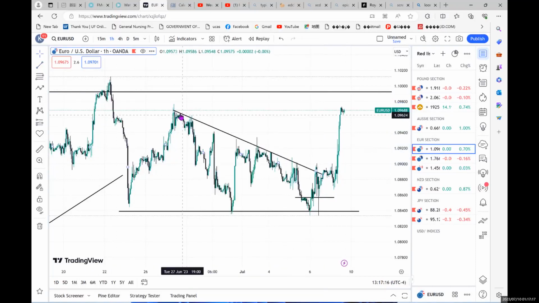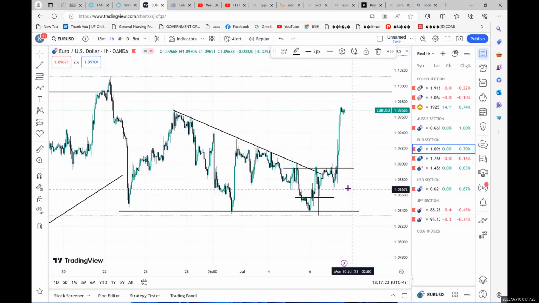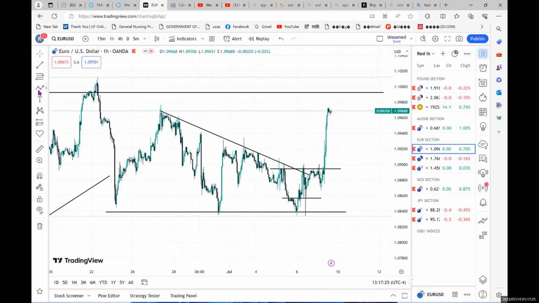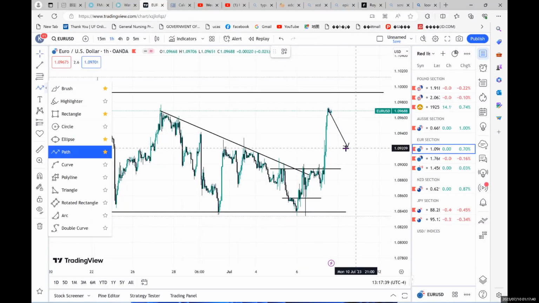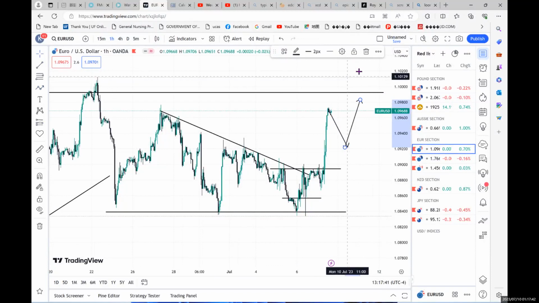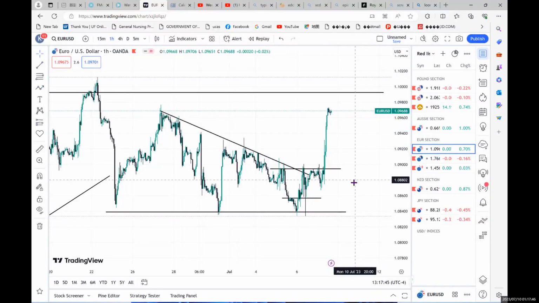So price broke out of this trend line, and it broke our last lower high here. So what am I expecting next week? I'm expecting a pullback. How far that pullback will come, I'm not too sure, but I'm expecting a pullback and then continuation back to the upside here.